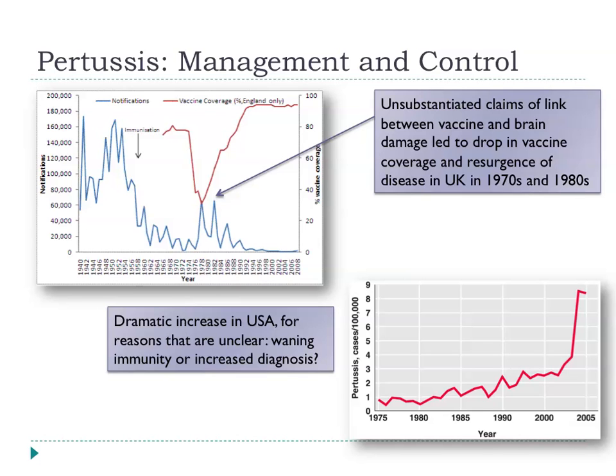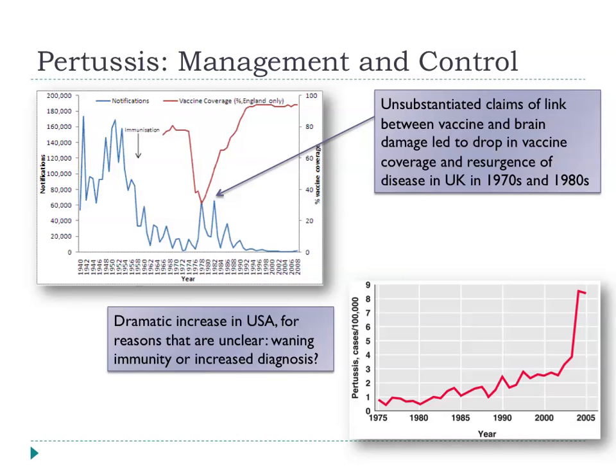But then what happened, we had several decades, a couple of decades of good, effective use of the vaccine. And then in the 1970s, there were these unsubstantiated claims of a link between the vaccine and brain damage. It's just one of these media scares that got a certain momentum, no scientific basis to it. But because of this scare, people stopped having their children vaccinated, and we saw the disease come back again.